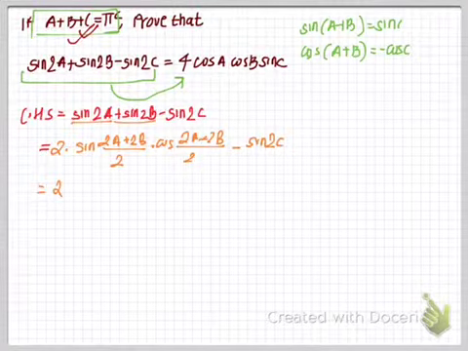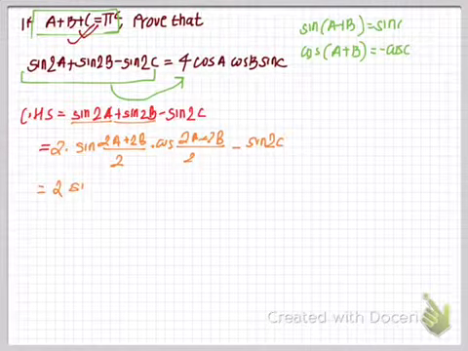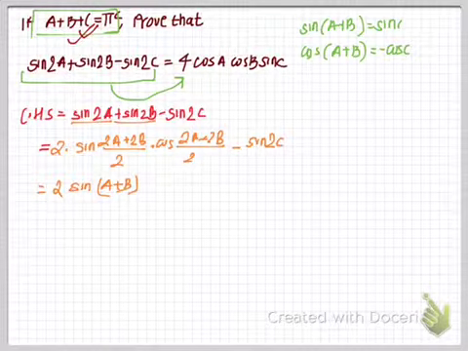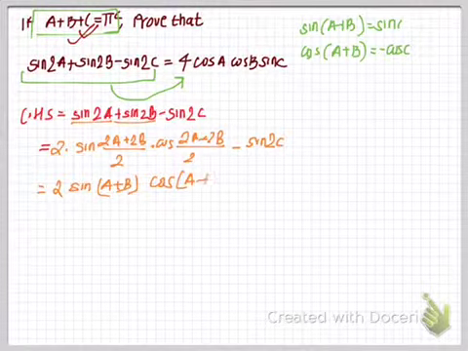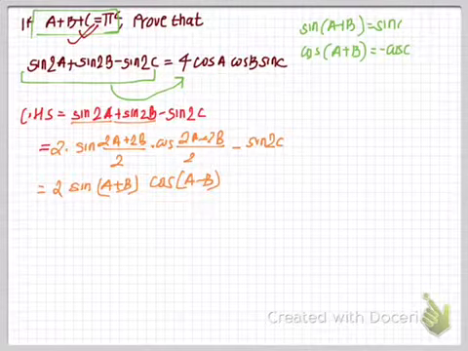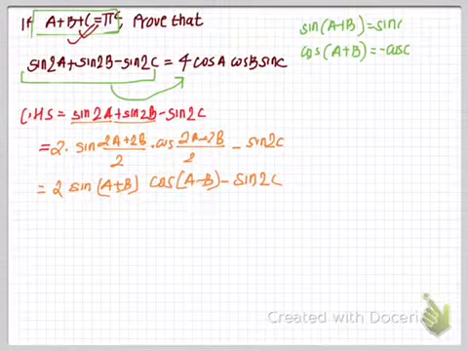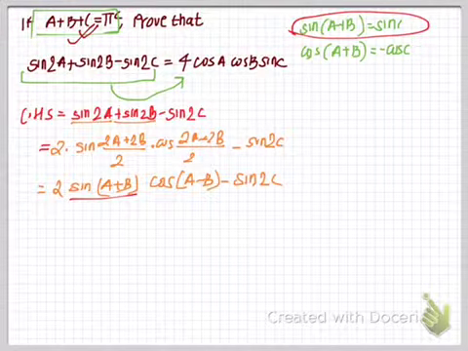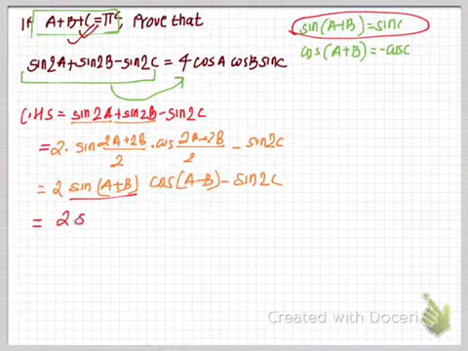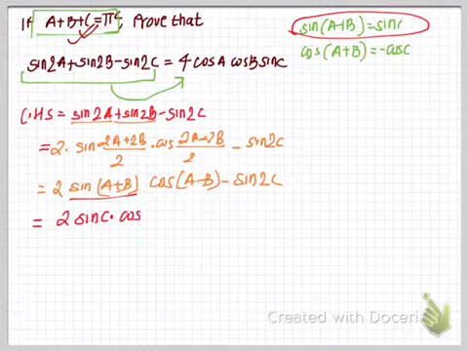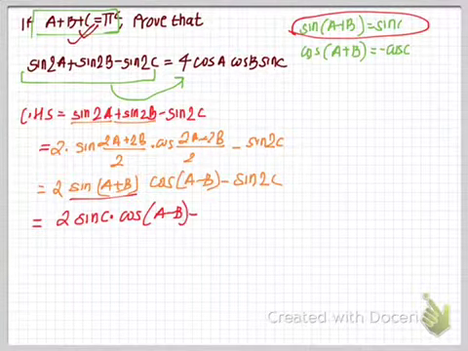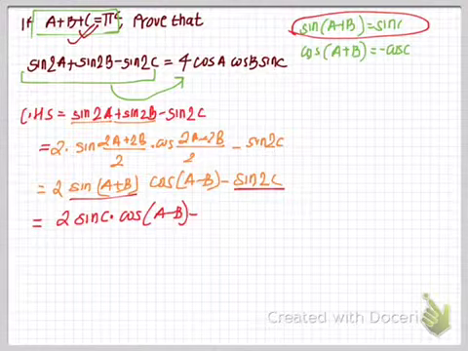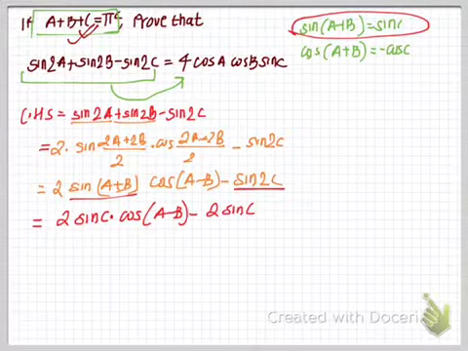Now (2A plus 2B) divided by 2 is simply, if I take 2 common, A plus B, and similarly I have cos (A minus B) here, since the 2 in the denominator and numerator get cancelled out, and sine 2C here. Now instead of sine (A plus B), I can write sine C. So 2 sine C dot cos (A minus B). Now I'm going to write the formula for sine 2C, which is 2 sine C dot cos C.